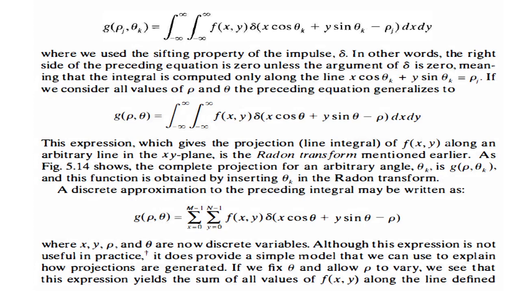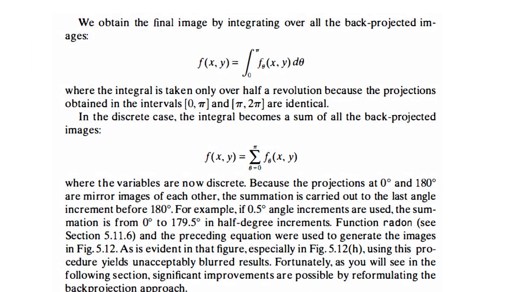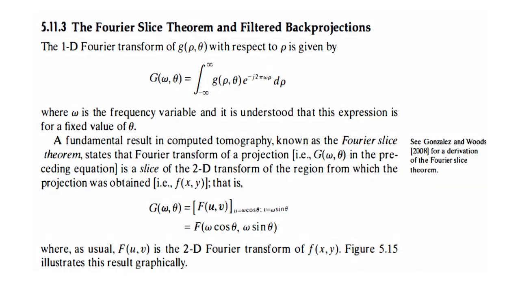We are projecting g of rho comma theta, and this is the mathematical formula behind back projection of parallel beams with the Radon transform. Finally the back projected images are like this. We take the range from 0 to pi and pi to 2 pi, and finally summing up all the transforms we get all the back projections, and we get a good absorption gain strength.